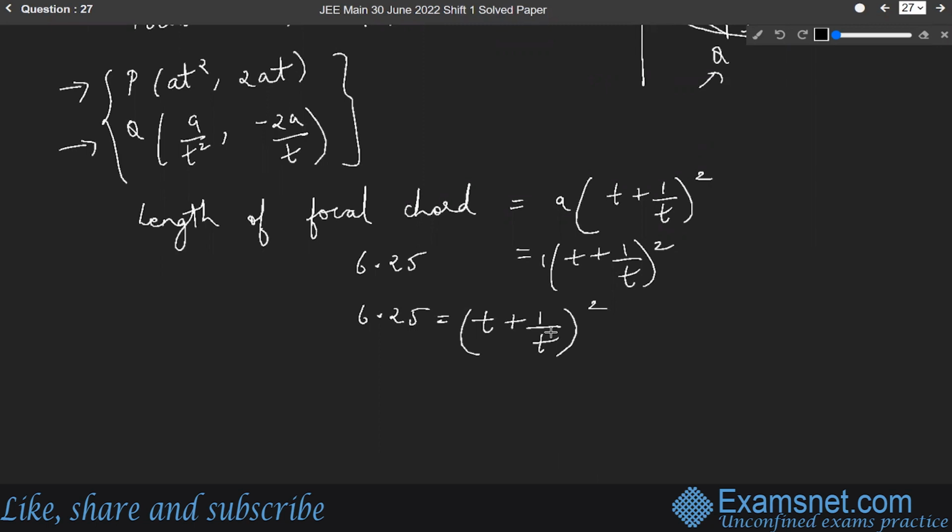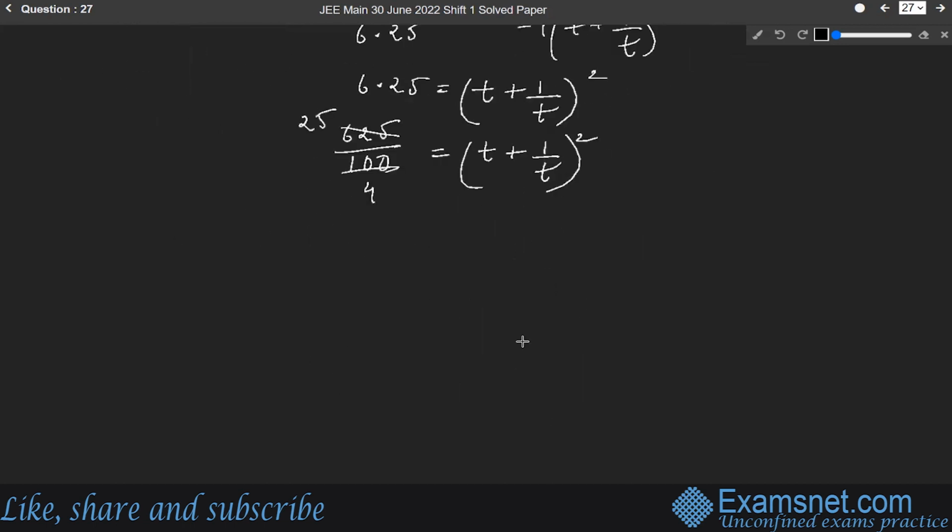Now 6.25 is basically equal to what? 625 divided by 100. It is equal to 25 upon 4. It is equal to (t plus 1 upon t) whole square. So when we take this square to the left hand side, we have t plus 1 by t is equal to under root of 25 upon 4. What is under root of 25 upon 4? It is 5 upon 2. So we have t plus 1 by t is equal to 5 by 2.